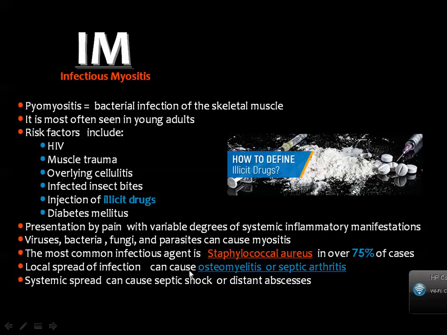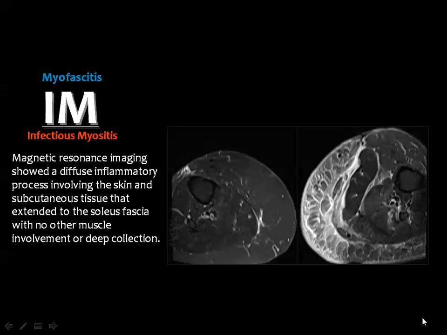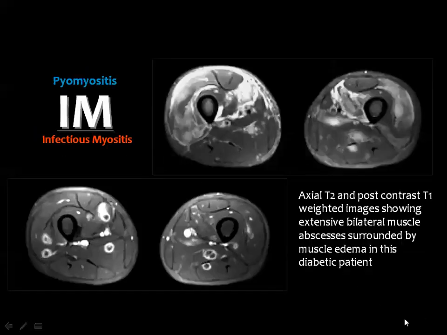A spread of this infection may reach the bone, resulting in osteomyelitis, and may reach the joint, resulting in septic arthritis. And this is an example of infectious myositis with multiple abscesses, marginally enhancing abscesses throughout the thigh muscles in this diabetic patient.